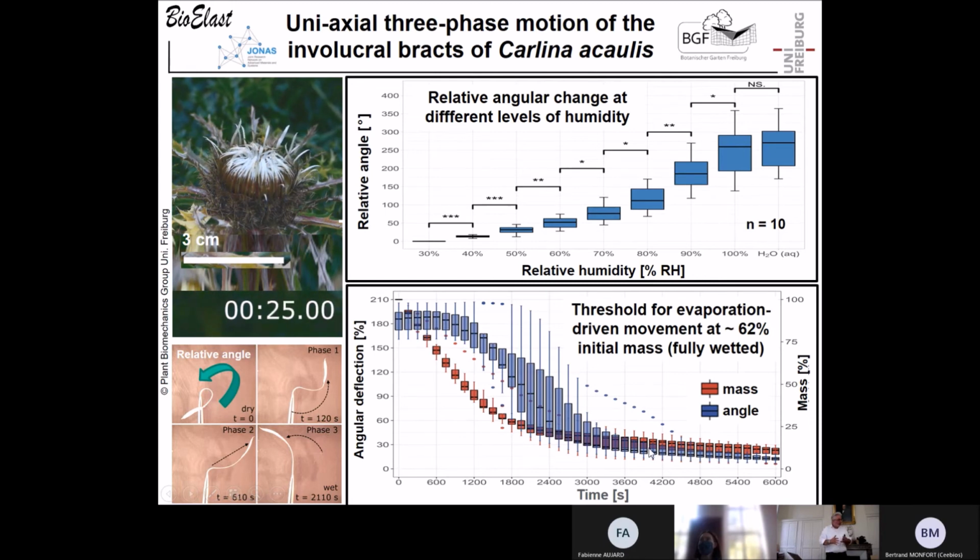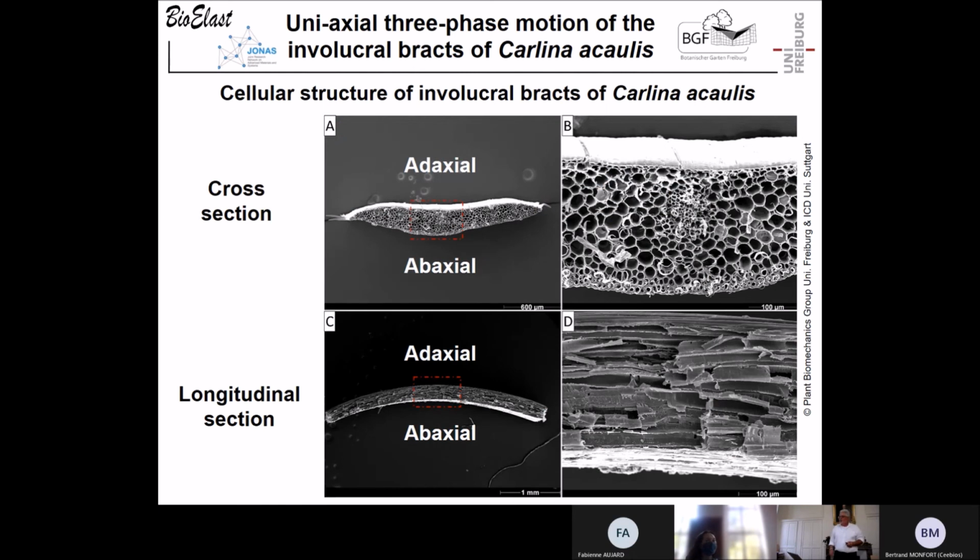It's not an immediate change. You can play around with it when you have a new start. And here's very quickly again how it looks. Very simple, the bract in cross section.